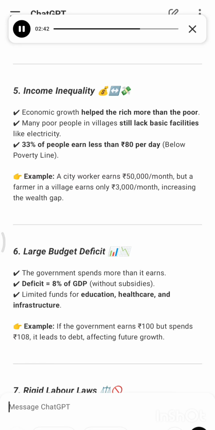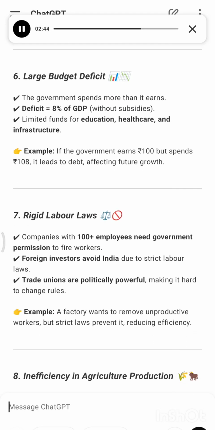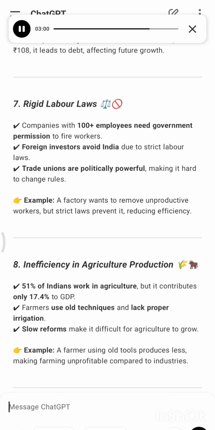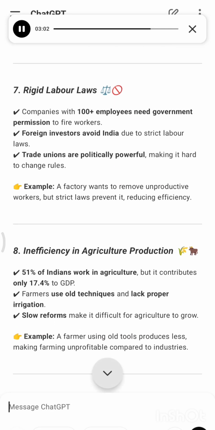7. Rigid labor laws. Companies with 100+ employees need government permission to fire workers. Foreign investors avoid India due to strict labor laws. Trade unions are politically powerful, making it hard to change rules. Example: a factory wants to remove unproductive workers, but strict laws prevent it, reducing efficiency.